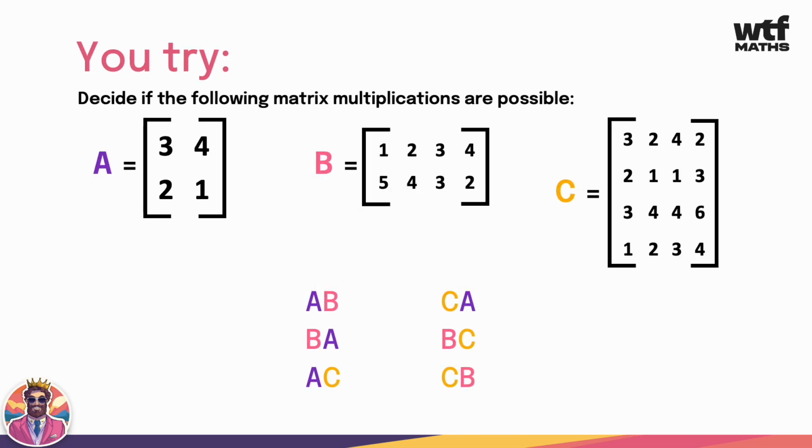Alrighty, here's a question I want you to try. So just remembering that when you multiply, the columns of the first matrix have to equal the rows of the second. So I want you to decide if the following matrix multiplications are possible. We've got A on the left, we've got B in the middle, we've got C on the right. Look down below, we've got different combinations here. I want you just to tell me if it's possible. Please pause the video, give it a go.